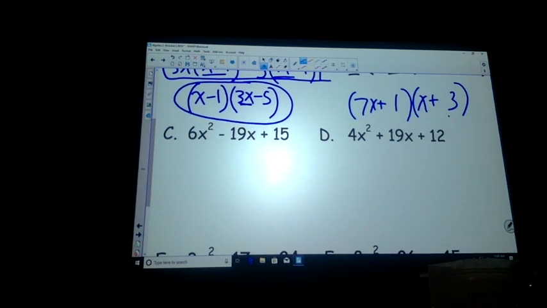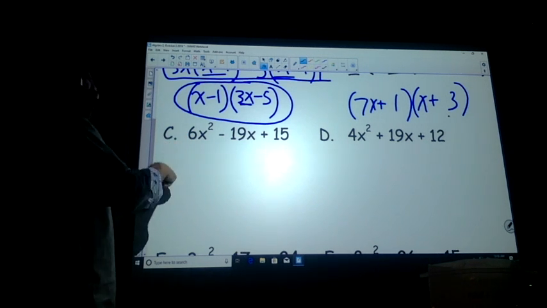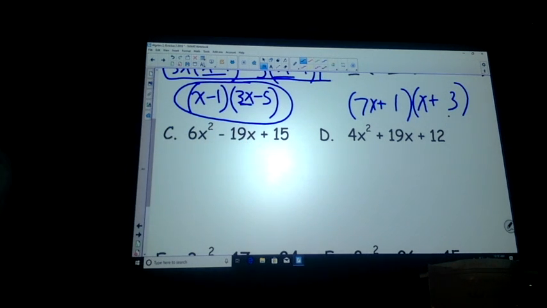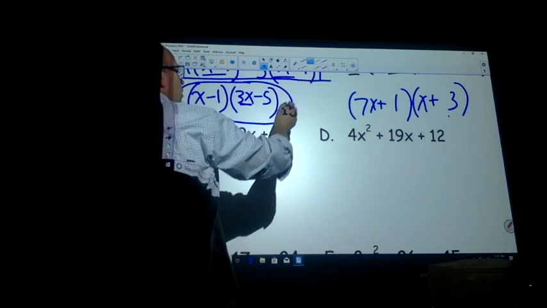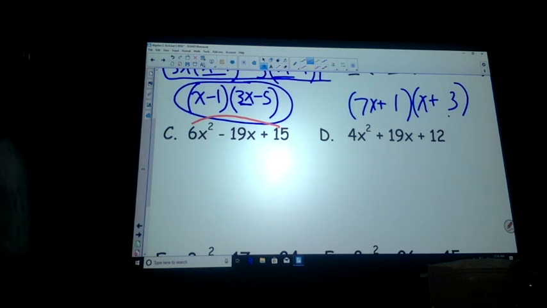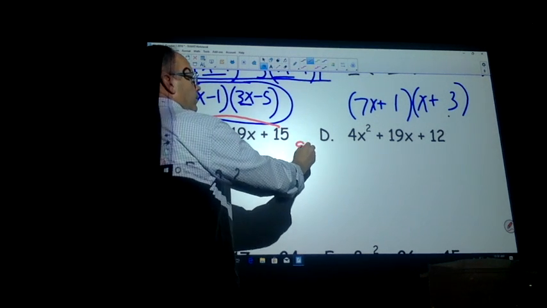All right, letter C. Is there a common factor? No. So here's the problem. Am I going to use a 6x and an x, or am I going to do a 2x and a 3x? You might be right. I don't know, though. So I'm going to do this. 6 times 15 is 90. Did I do that right?